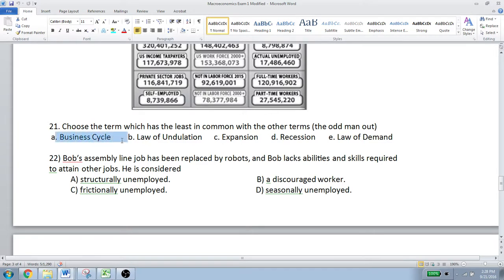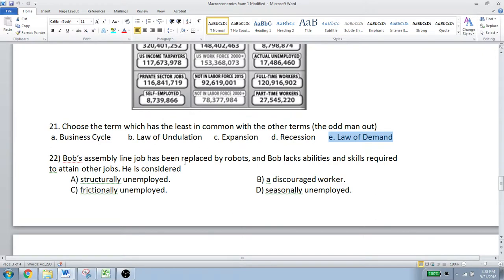21. Choose the term which has the least in common with the other terms. Well, business cycle, law of undulation, expansion, and recession all have to do with the ups and downs in the business cycle. The one that doesn't is E. So we choose E as the correct answer to question 21.